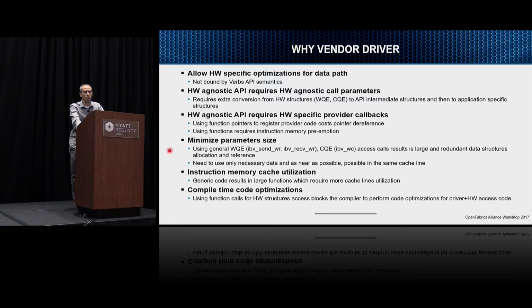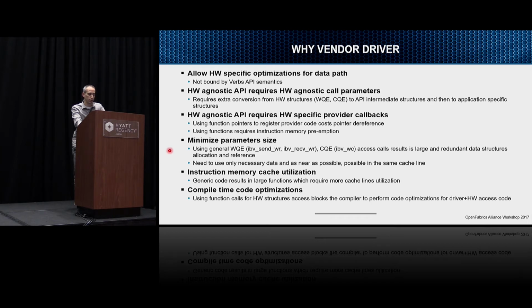Also, hardware-agnostic APIs require some hardware-agnostic structures. As we know, the verbs has large structures for managing work requests and completions. So we would like to use much more compact structures for data path. Also, if we would like to have a hardware-agnostic API, mostly we need to tailor callbacks and hardware function pointers for each vendor. So we would like to avoid dereferencing functions in data path as much as possible. In terms of parameter sizes, I mentioned the issue with the work request and the work completion.